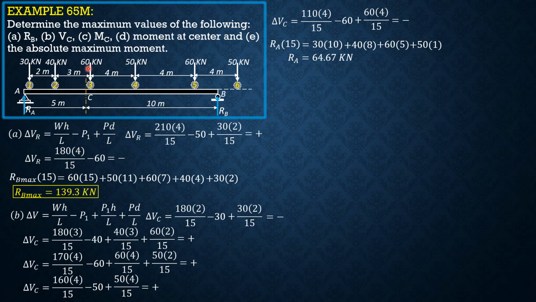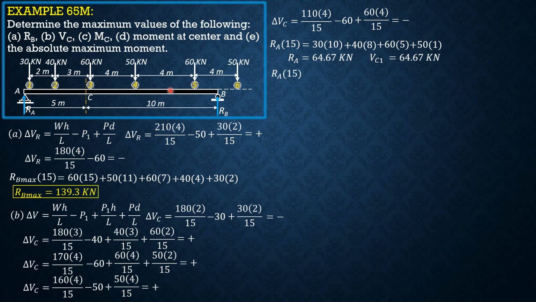Therefore, shear at C is RA. RA equals downward positive shear at C because load 1 is over C. So RA equals shear at C. So the maximum value of shear at C 1 is 64.67. Let's compare it with the shear when load 5 is over C.